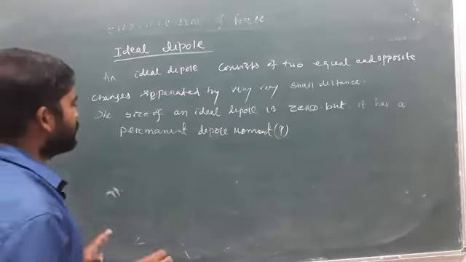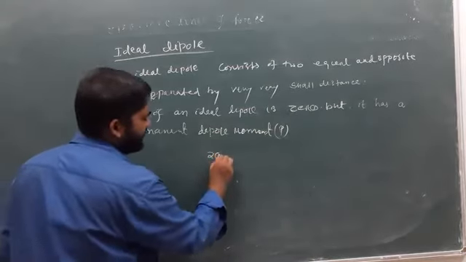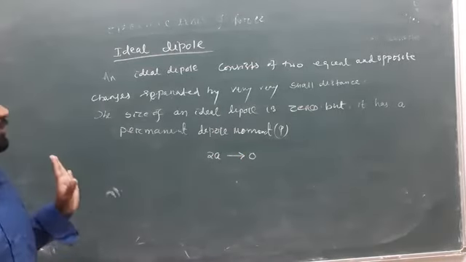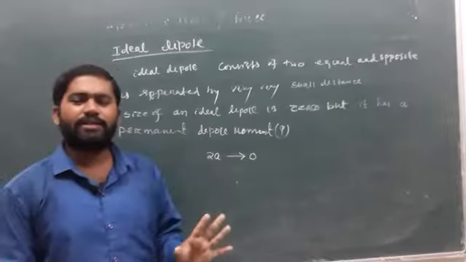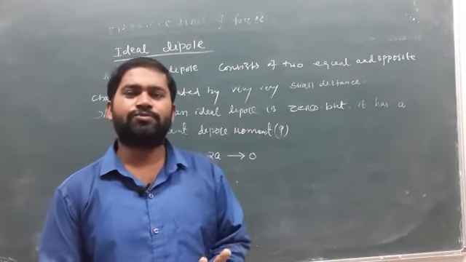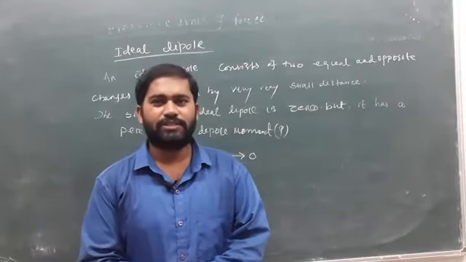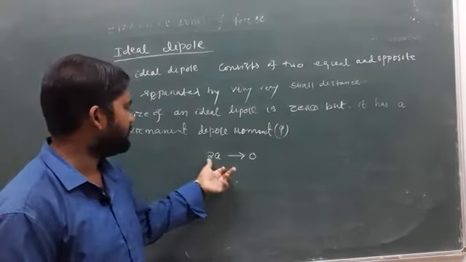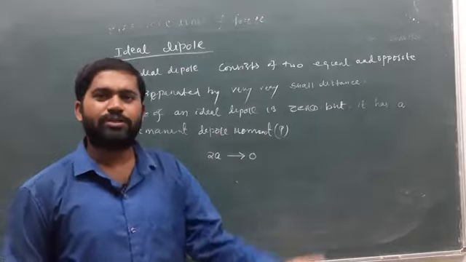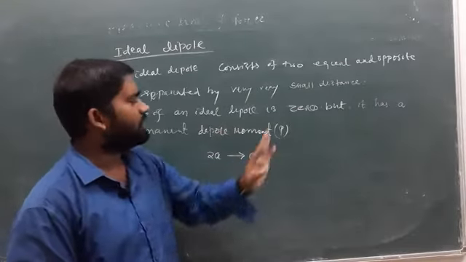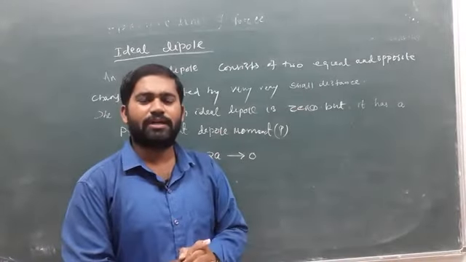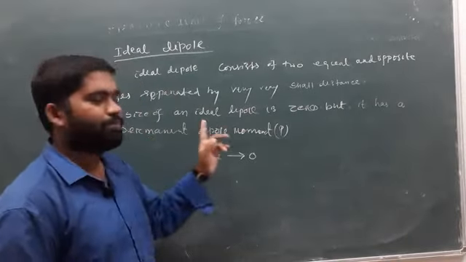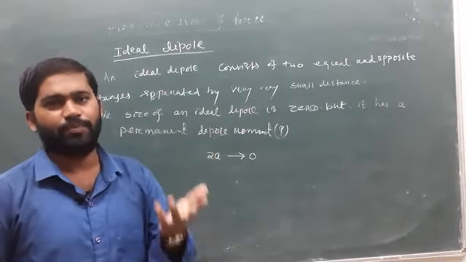In case of an ideal dipole we may approach 2a tends to 0. So an ideal electric dipole consists of two equal and opposite charges separated by a very small distance, and that small distance tends to 0. That's why we say the size of the electric dipole is nearly equal to 0, but it possesses a definite or permanent electric dipole moment.